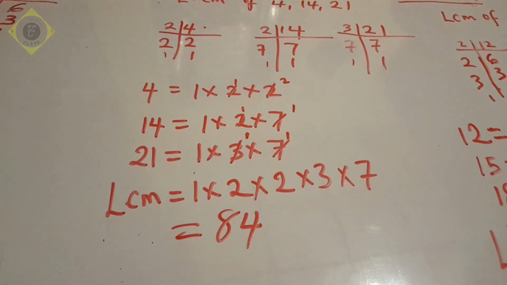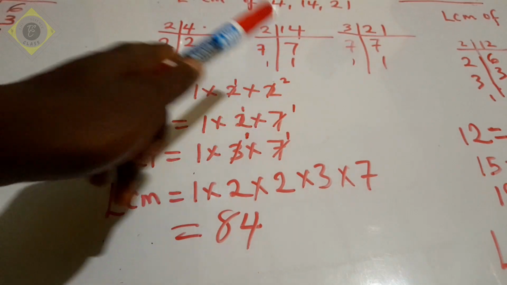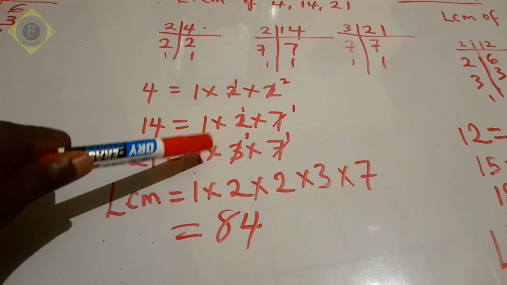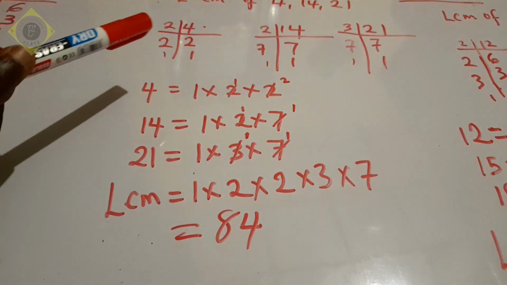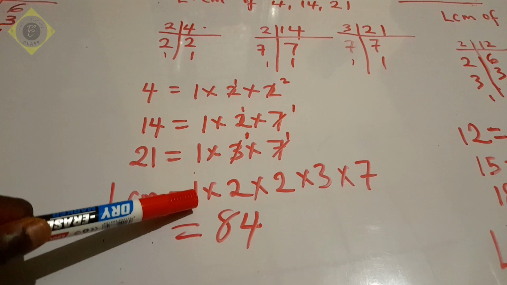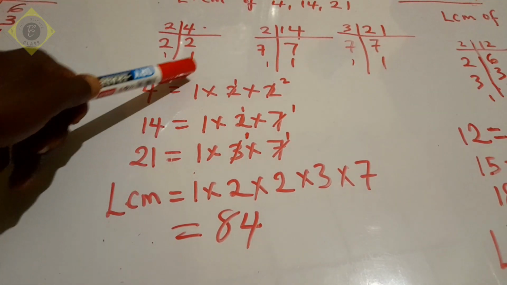Alright, so we break it down. 4 is 1 times 2 times 2. 14 is 1 times 2 times 7. 21 is 1 times 3 times 7. So 1 goes in all of them. This is your 1. My next example, I'm not going to put 1 again because 1 always goes in all numbers.